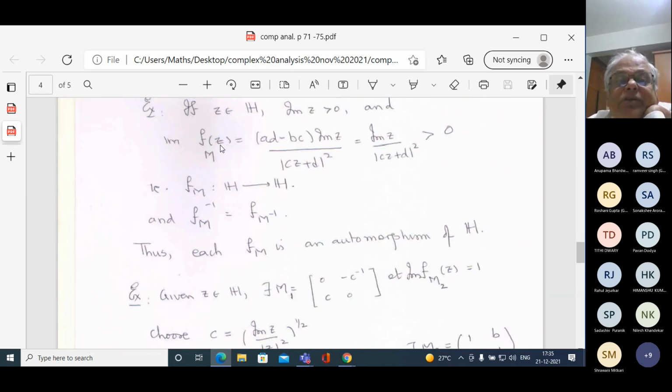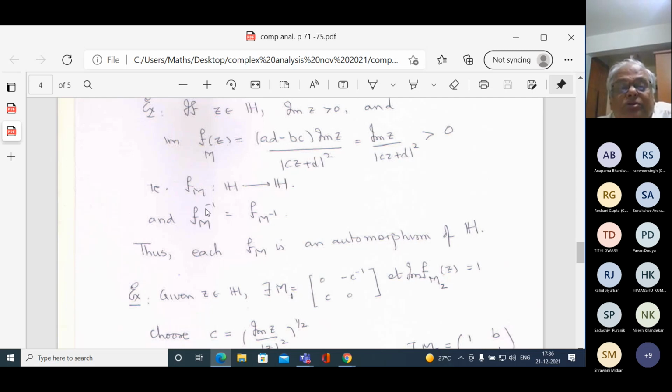Okay. So the imaginary part of F_M(z), please do this calculation, is (ad − bc) times the imaginary part of z over |cz + d| squared. Please do this, this is an exercise. ad − bc is 1. So it's the imaginary part of z over |cz + d| squared. And therefore, if z is such that the imaginary part of z is greater than 0, then the imaginary part of F_M(z) is also greater than 0. This means that F_M maps H to H.